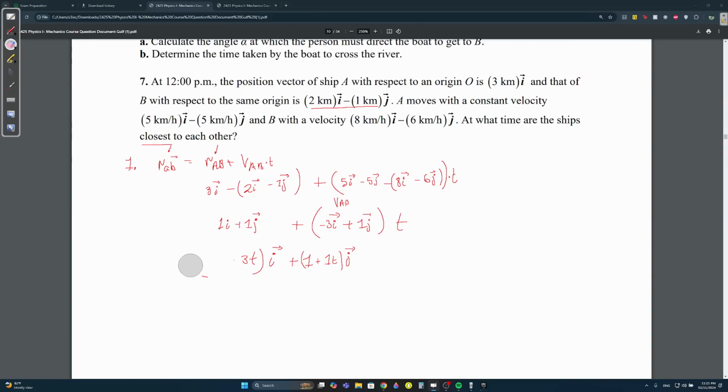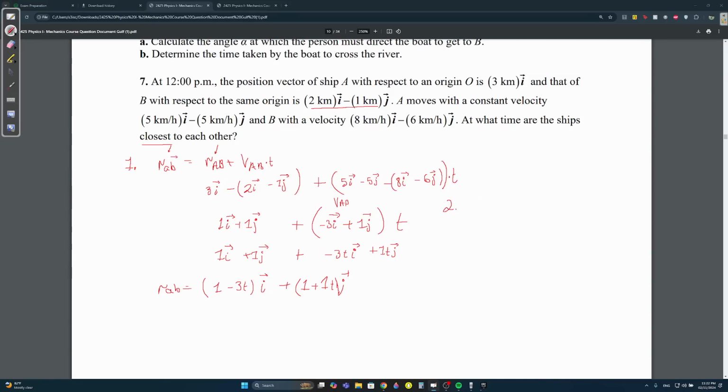You can do it like this. For those who are slow or didn't get what I just did, it's completely fine. I'll just show you. Here, distribute the t, you're gonna get minus 3t i plus 1t j. And here you have 1i plus 1j. Now you want to simplify. 1i minus 3ti, I can factor the i out, so I'm gonna get 1 minus 3t i. Then 1j and 1tj, I can factor out the j, so it's gonna be 1 plus 1t j. That's basically what I did in the last step, but I just skipped it a bit. So you get this. This is RAB.